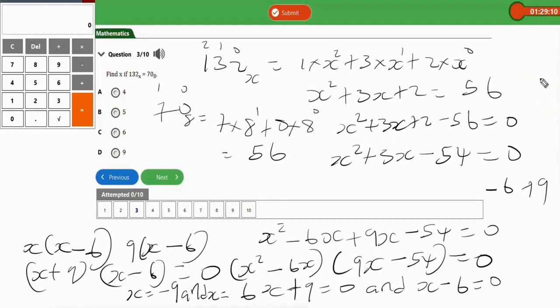6 is the correct answer. So that's it for this question, how you're going to simplify it. Alright, so let's wipe this and go to the next question.